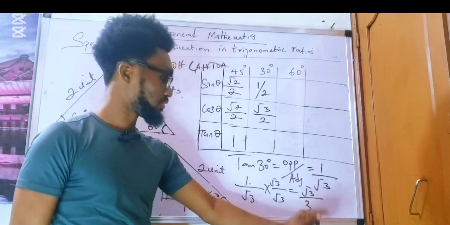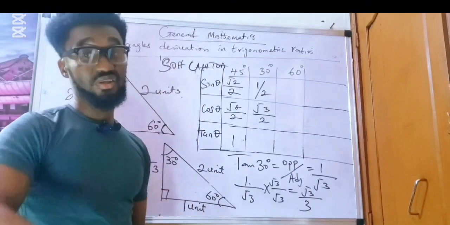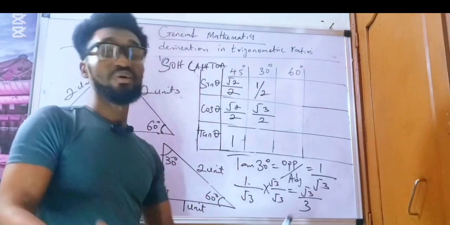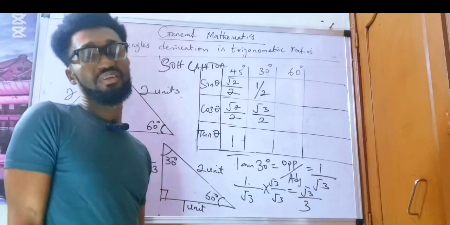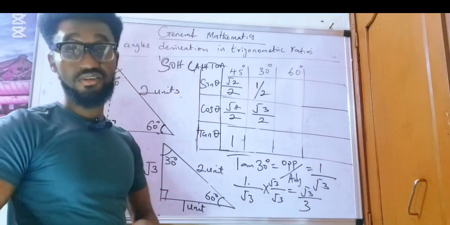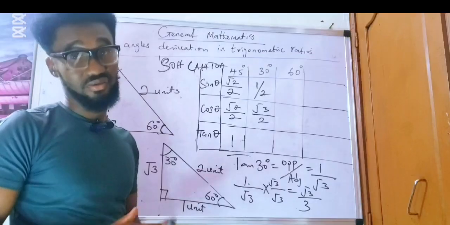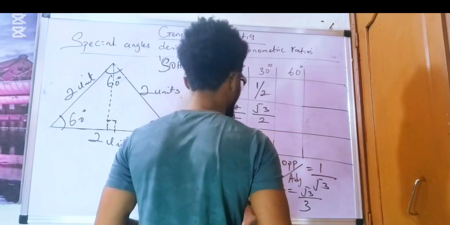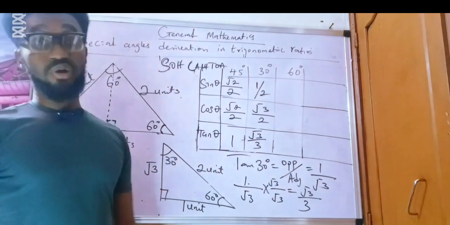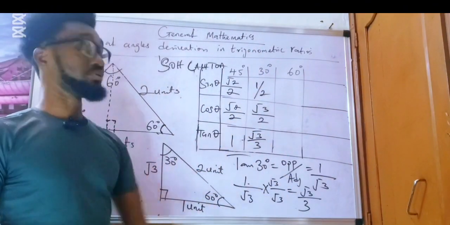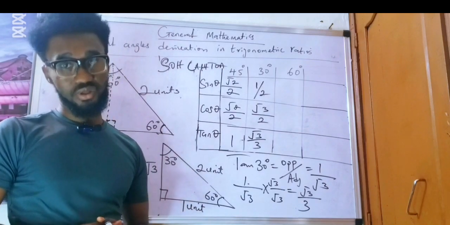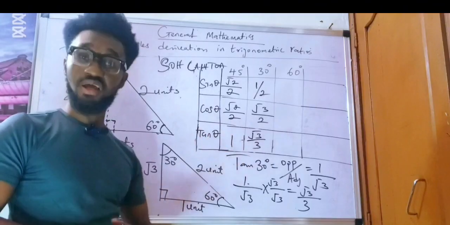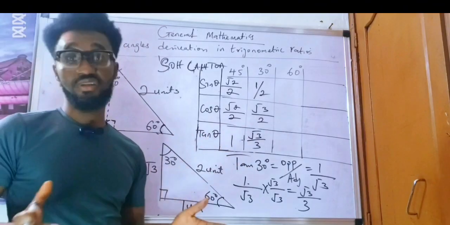Simple. So looking at this now, we've been able to eliminate the square root from the denominator. What do we have now? We have square root of 3 divided by 3. It's very, very simple. So if they now ask you, what is tan of 30 degrees? Simply tell me, tan of 30 degrees is square root of 3 divided by 3. So I'm just going to put it here. Derived. We have sine 30 degrees as 1 over 2, cos 30 degrees as square root of 3 over 2, and tan 30 degrees as square root of 3 over 3. Simple.